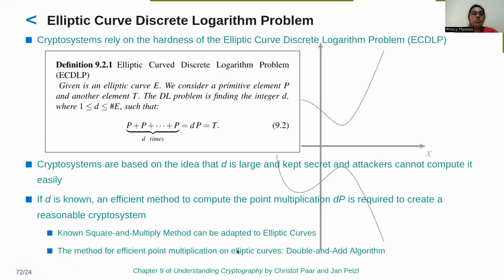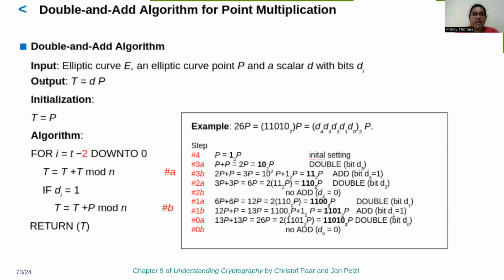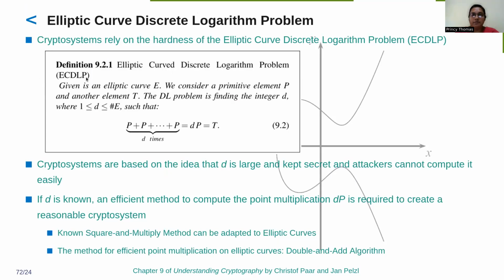Now we are going to the security aspect of elliptic curves and how it is used for Diffie-Hellman and the discrete logarithm problem. Now look over here. Crypto systems rely on the hardness of the elliptic curve discrete logarithm problem. Now, what is the discrete logarithm problem? Look at this definition. The elliptic curve discrete logarithm problem, also termed ECDLP.